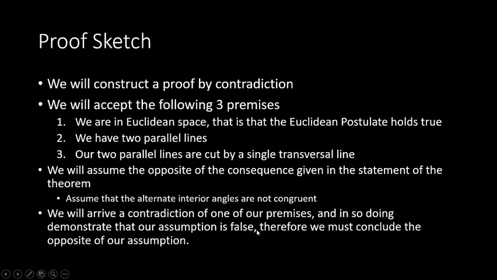First, we'll accept our three premises: one, that in Euclidean space, the Euclidean postulate holds true; two, that we have two parallel lines; and three, that our two parallel lines are cut by a single transversal. Then we're going to assume the opposite of the consequence in the statement. So in this case, we'll assume that the alternate interior angles are not congruent. And finally, we will arrive at a contradiction of one of our premises, and in so doing, that demonstrates that our assumption is false, and we conclude the opposite is true.